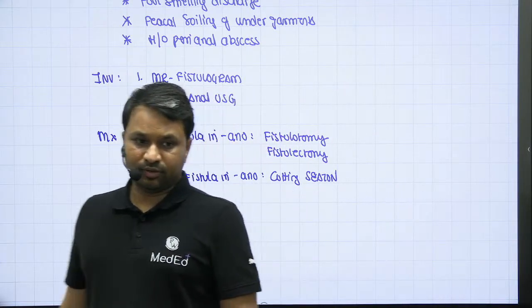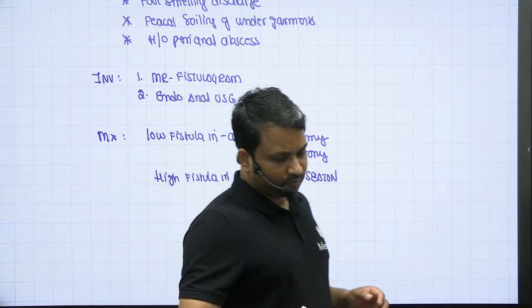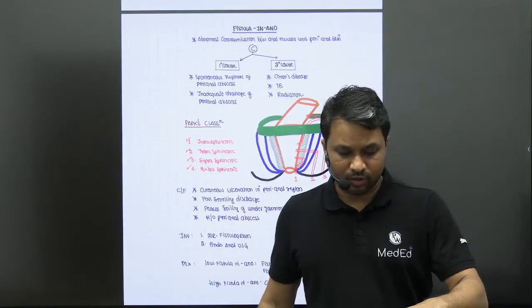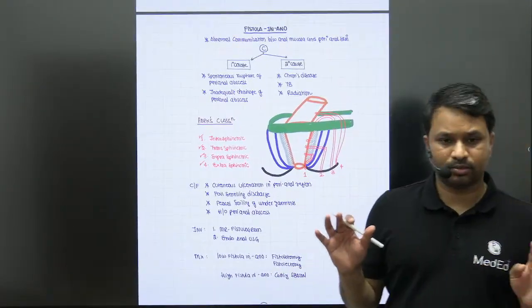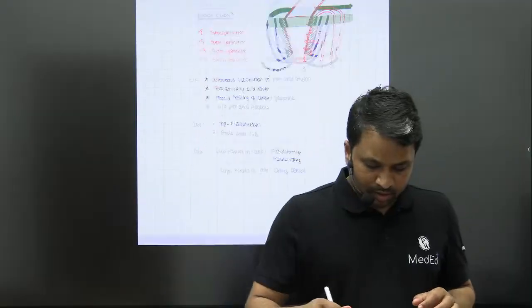You will be using a cutting seton. So these are the points that you have to write with respect to fistula in ano. It's a short mark. Okay. Then is your hemorrhoids.